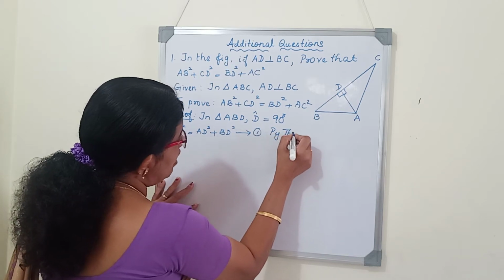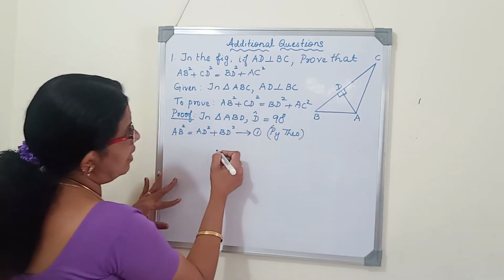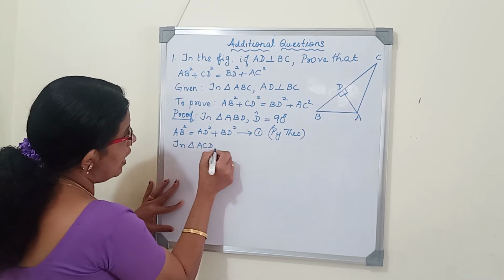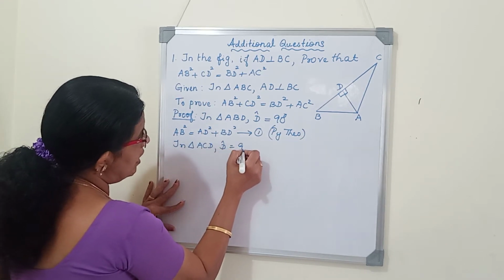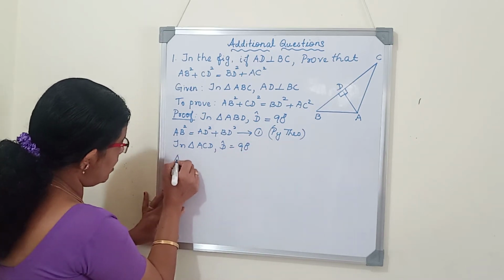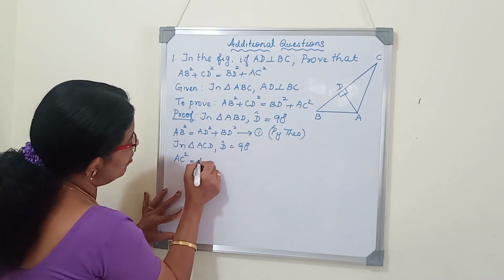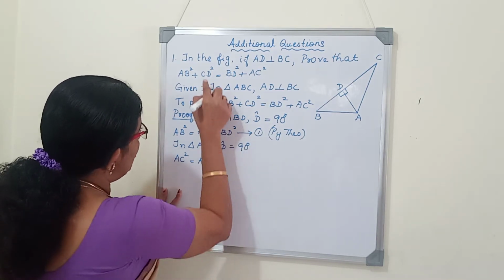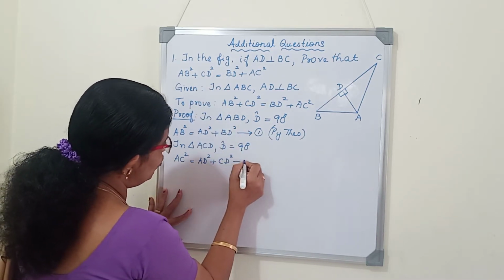In the next triangle, triangle ACD, angle D is again 90 degree. So the hypotenuse will be AC. AC square is equal to AD square plus CD square. Equation 2.